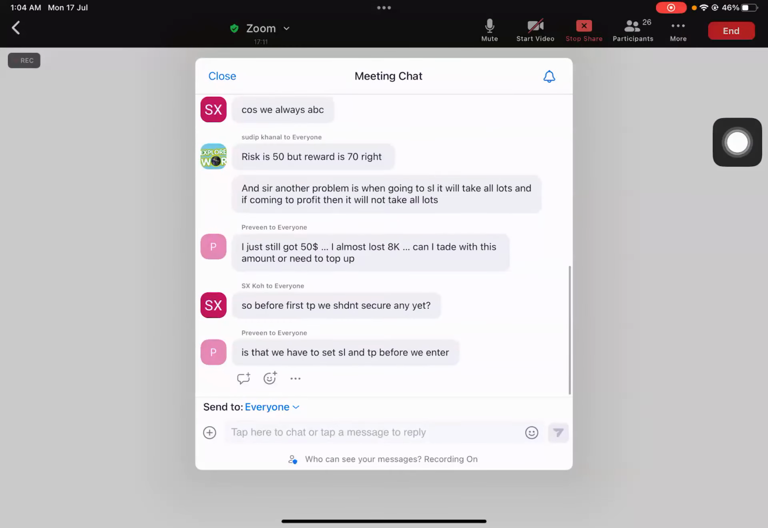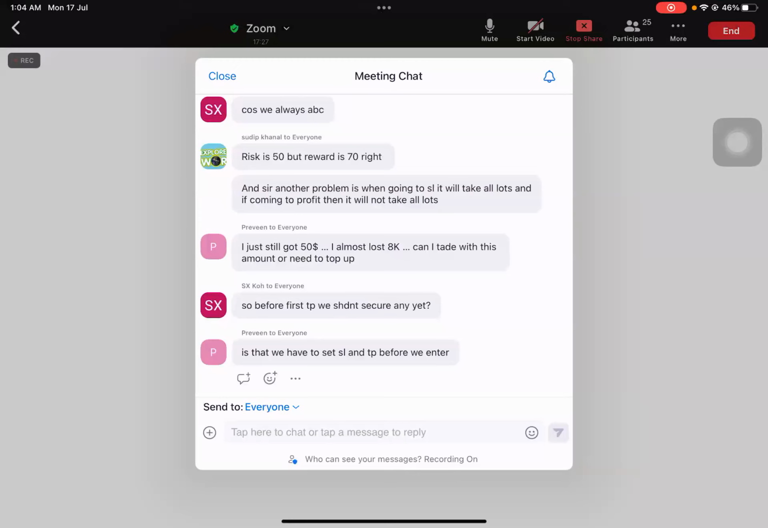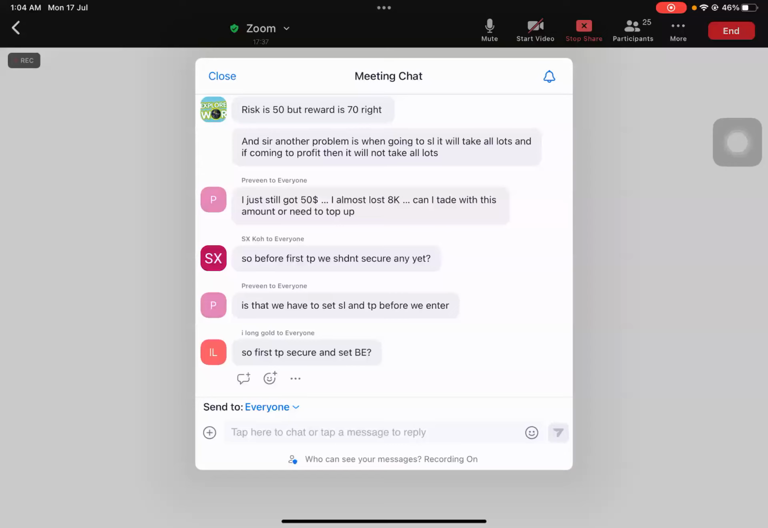So before first TP, we didn't secure anything yet. Whenever the setup is running, like you're risking 30 pips, whenever the setup starts running 30 pips, you can secure. You can decide. We have to set SL and TP before we enter. SL is a must, but TP is not a must. TP is not a must, but SL is a must.